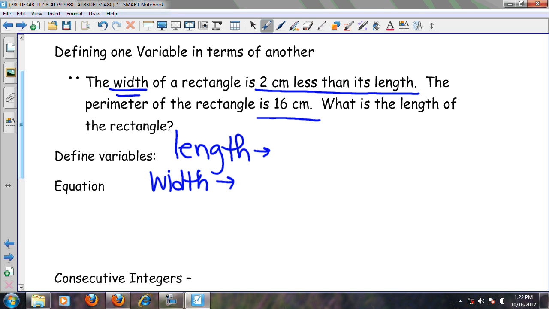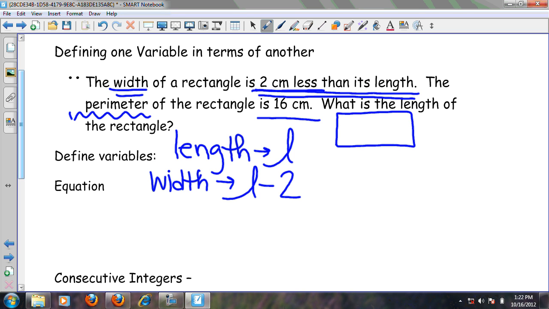We know that the width is 2 centimeters less than its length. So, do we know the length? No, so let's call it L. So in terms of L, can I say the width? It's 2 centimeters less. How do I show 2 centimeters less than? Minus 2. So now I'm looking for perimeter. Perimeter is the distance around an object, so if I drew a rectangle, I know that my length was L, and my length was L, and my width was L minus 2, and my width was L minus 2.